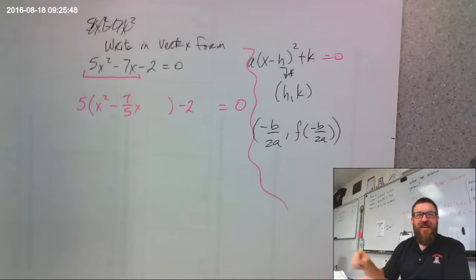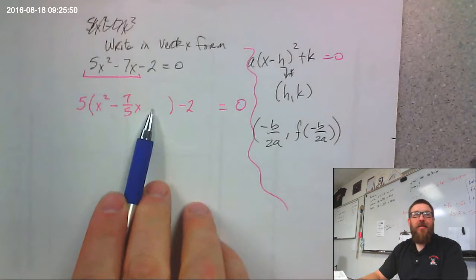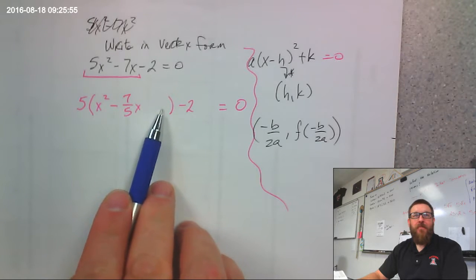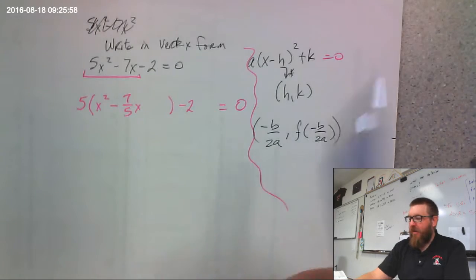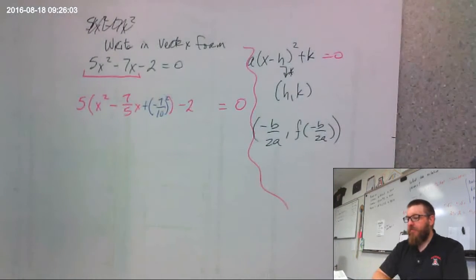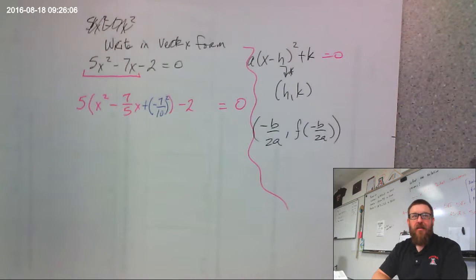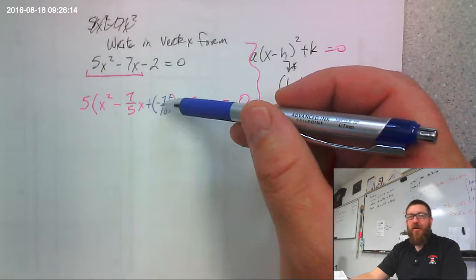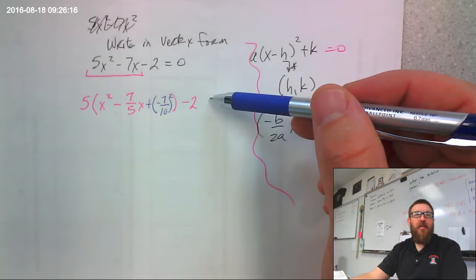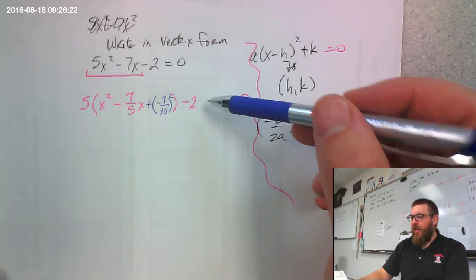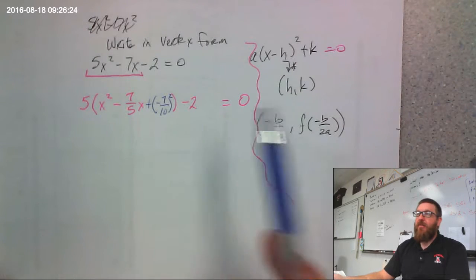Do you guys see what I did? Do you remember why I left space? Because I'm going to have to take half of this and square it and add it right here. Right. That's why I left space. Since I added it, what do I have to do right here? Subtract it from the same side, right? Because if I add it and subtract it from the same side, then it's equal to 0.